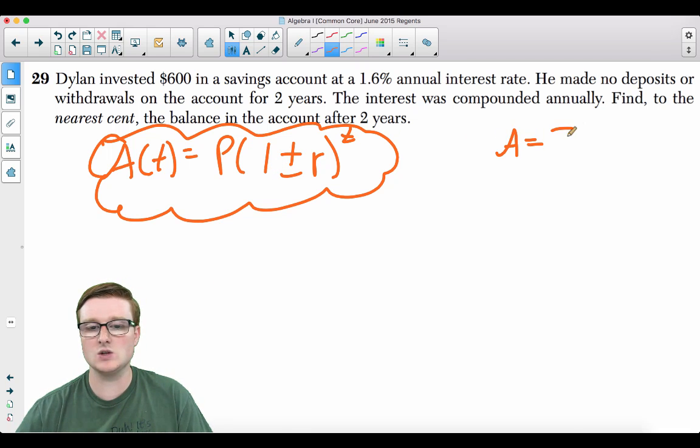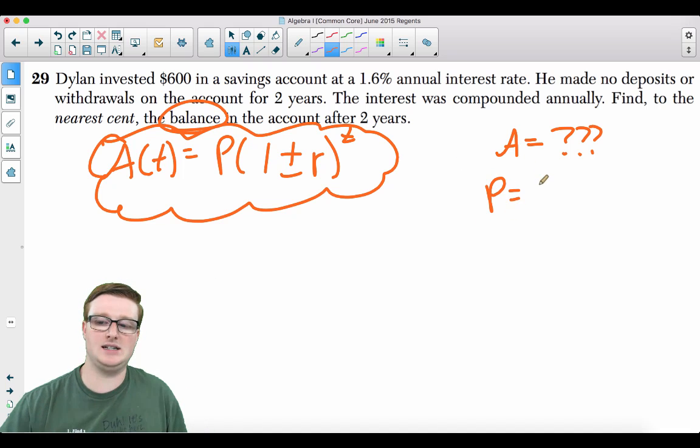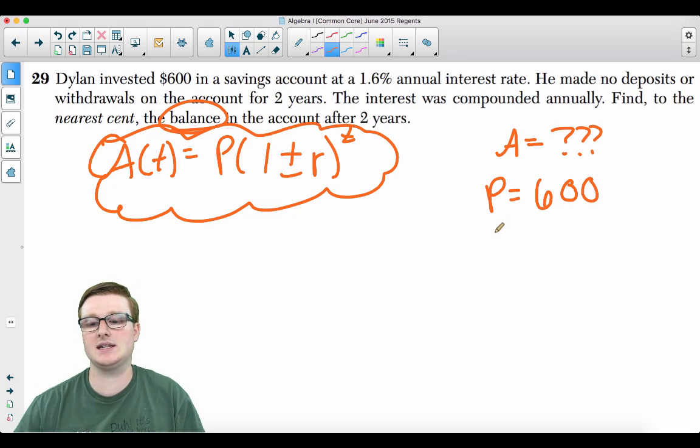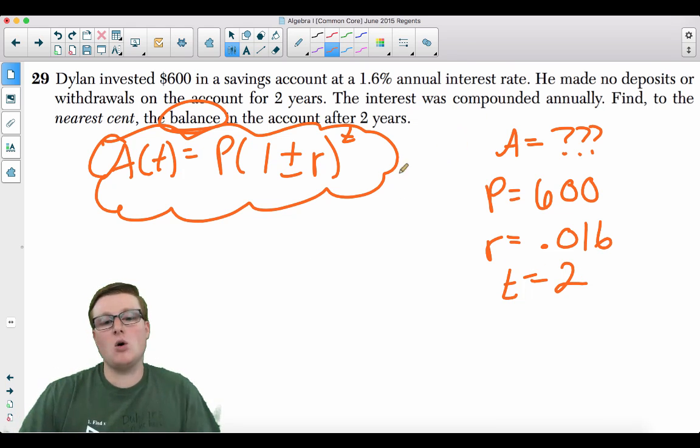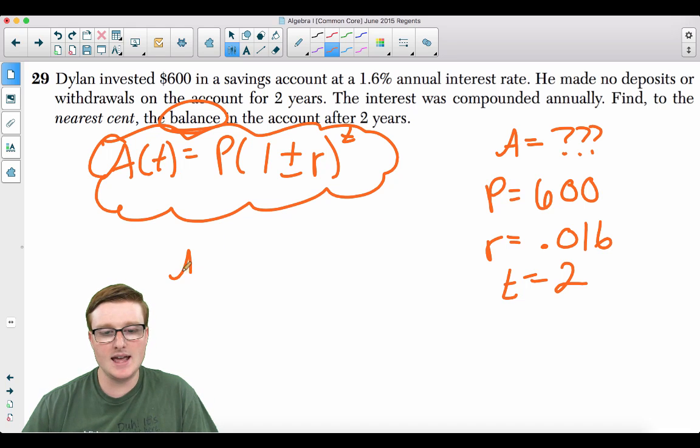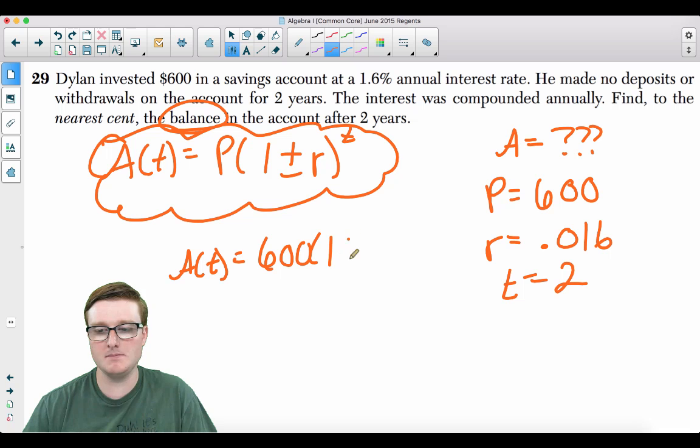So your A is what we're trying to find because it says find to the nearest cent the balance. We're trying to find the balance. The principal is how much is invested. He invested $600 in his savings account. The rate is 0.016 expressed as a decimal. And your time is 2 years. Okay? So we're going to plug all this information in. So we get A of t is equal to the principal of 600 times 1 plus 0.016 raised to the second power. Type this into your calculator.